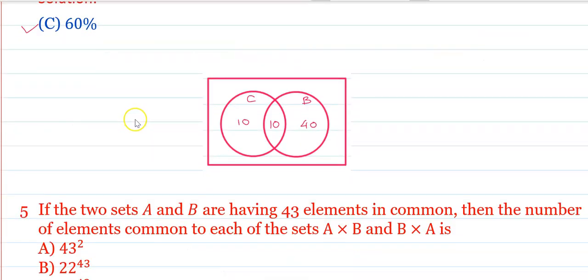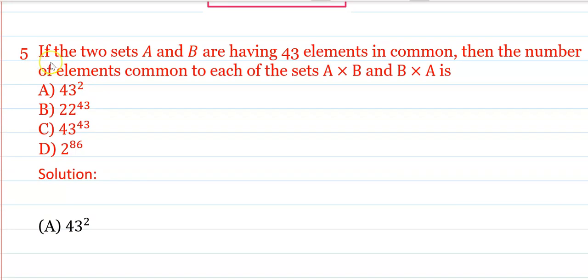Okay. Now the next, if two sets A and B are having 43 elements in common, then the number of elements common to each of the sets A cross B and B cross A is 43 raised to 2. Yes, this is the formula.